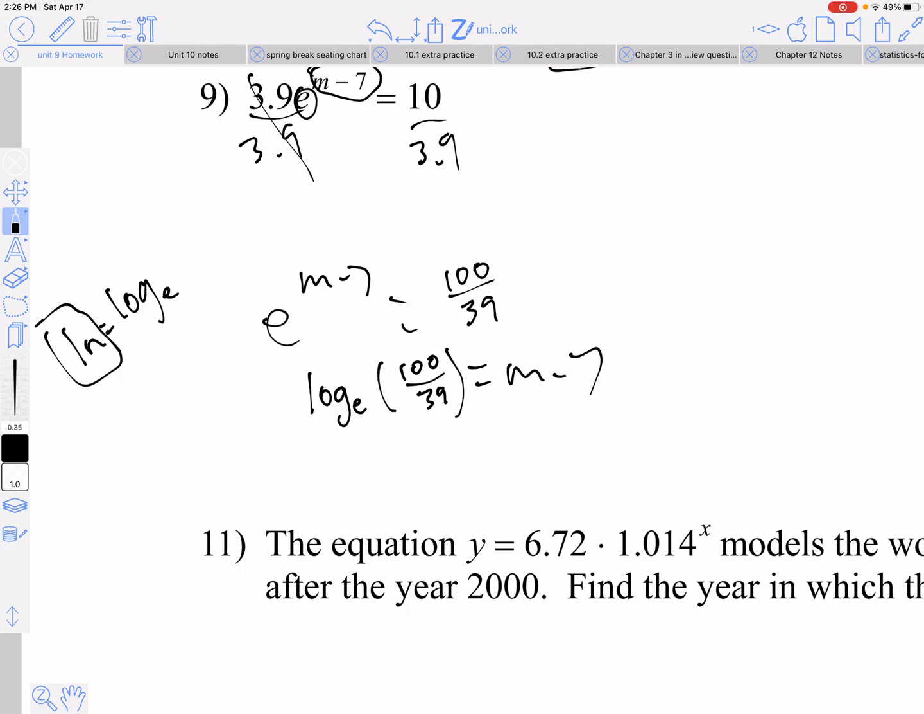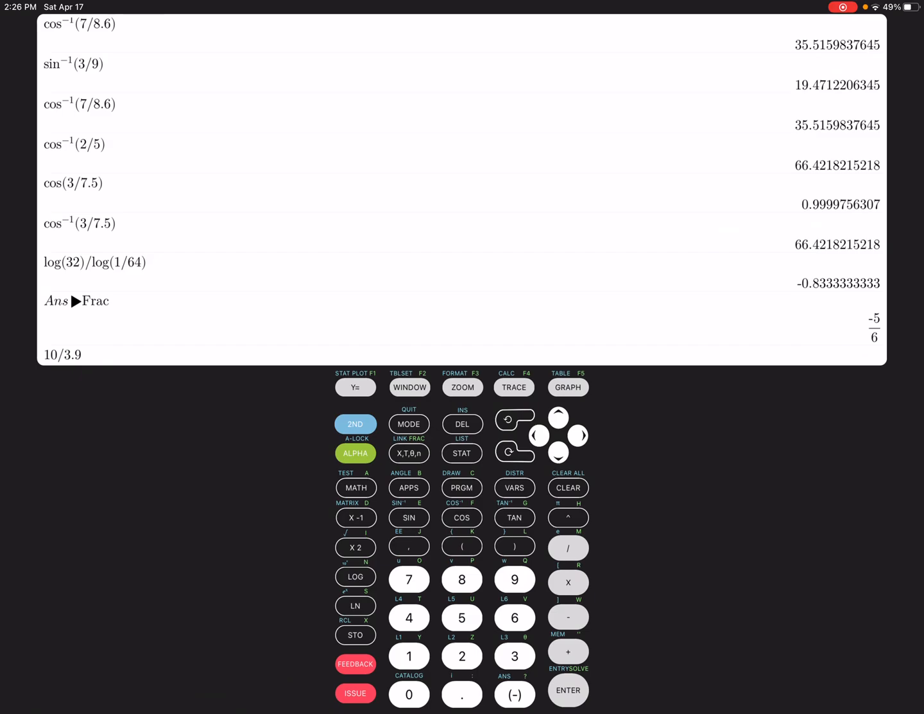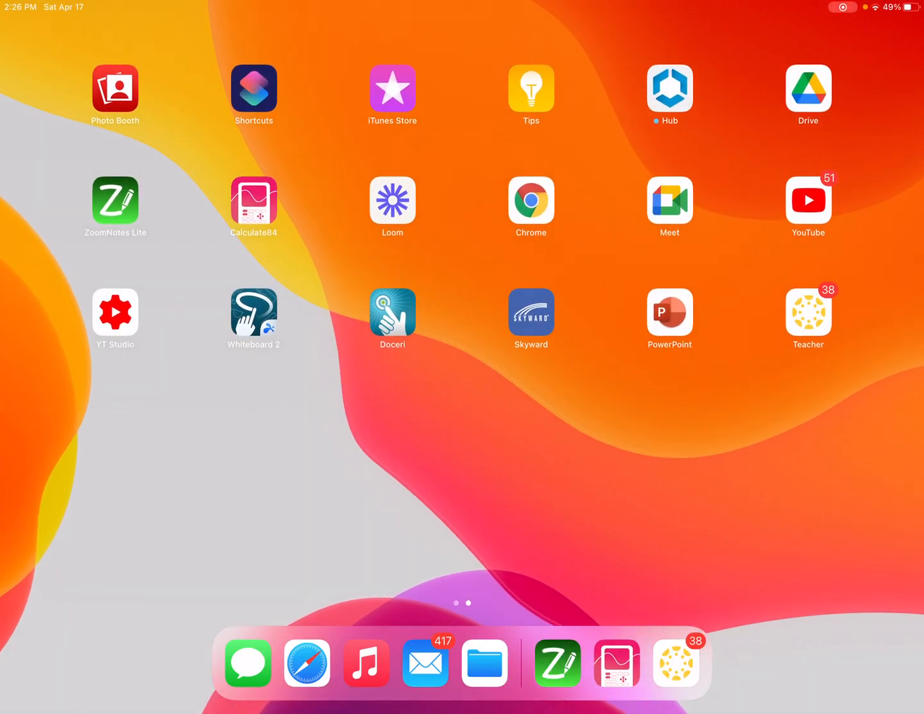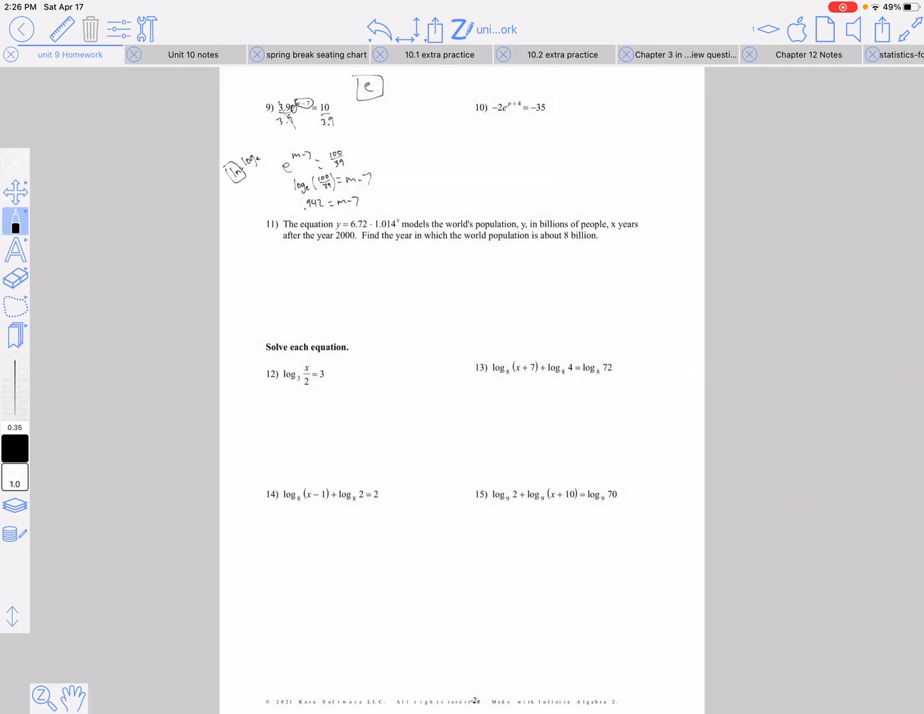So I'm just going to put in my calculator ln, which is right under log, ln of 100 divided by 39. That gives me 0.942. Okay. 0.942 equals m minus 7. So we'll just finish it up by adding 7 there, of course.